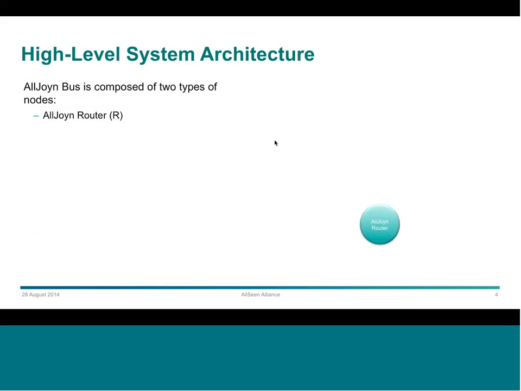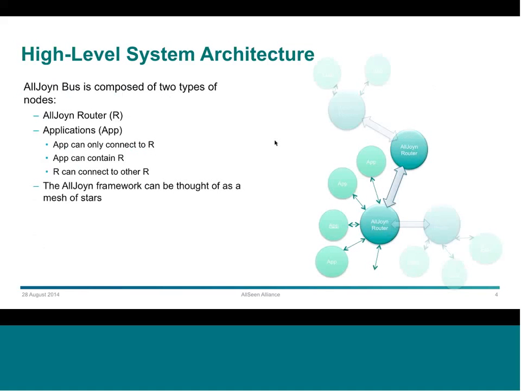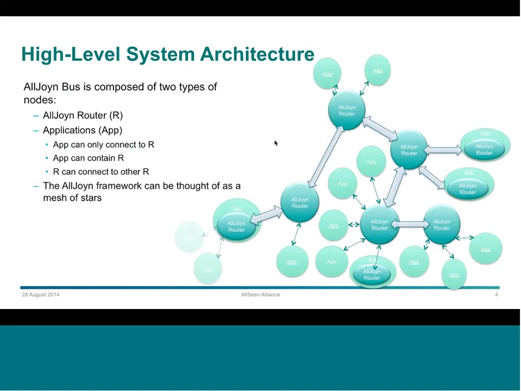So at a high level, there are a couple of concepts that I'm going to talk about. There's something called an AllJoyn router. We'll get into this in more details. So an AllJoyn router will go ahead and start moving messages. And applications that start to use AllJoyn, they can either contain the routing node or they can link up to another routing node. So this is just a fundamental concept, but what it allows for is kind of this mesh of stars. So any AllJoyn application can talk to any other AllJoyn application on the network.